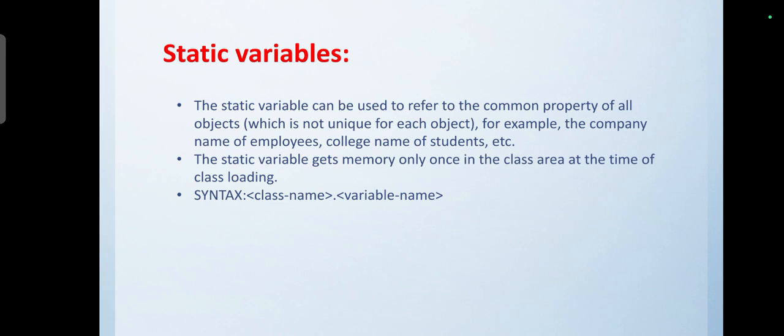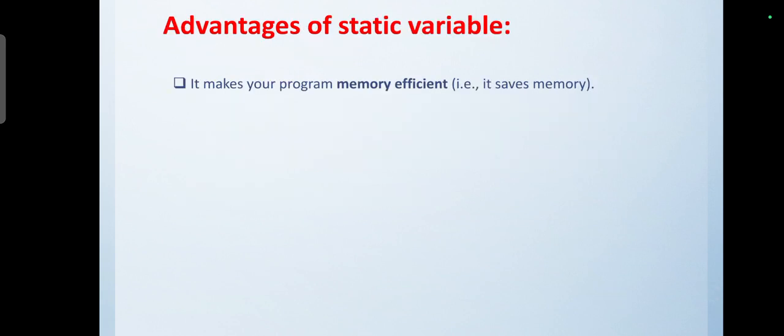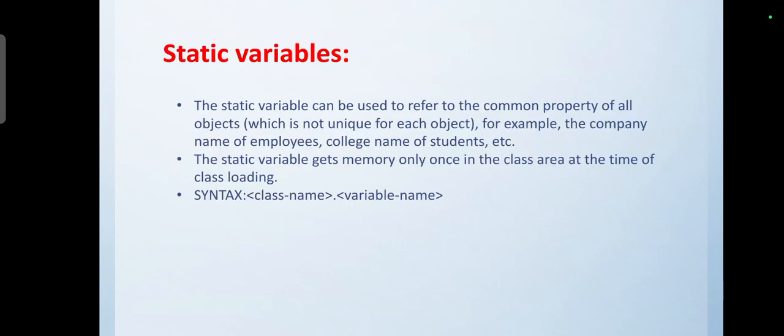And how will the memory be created for a static variable? The static variable will not be created in the heap area. It is created in the context area or method area. Advantages of static variable: it makes your program memory efficient. It saves memory. This is the syntax for the static variable: class name followed by the variable name.